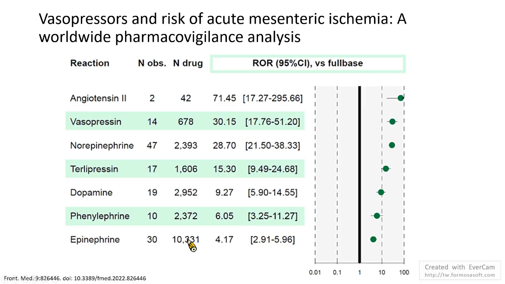So this is a real-world pharmacovigilance analysis using the WHO's database, and you can see the agent that had the highest reporting odds ratio compared to the full database is angiotensin, and then vasopressin. And the agent that has the least risk of acute mesenteric ischemia is epinephrine.